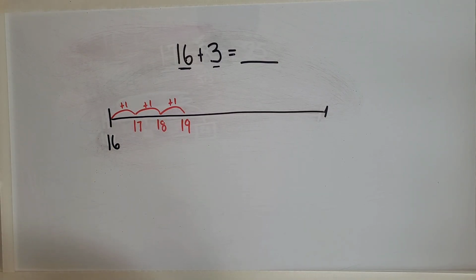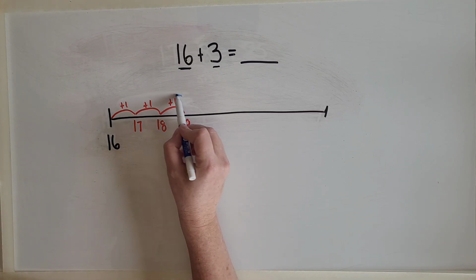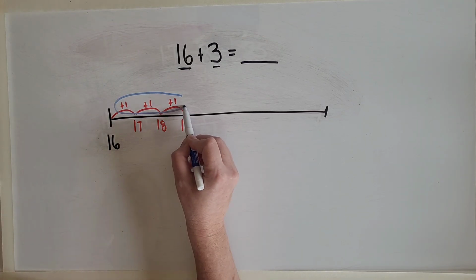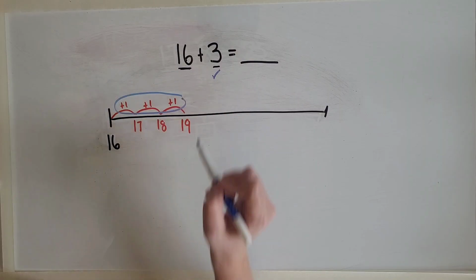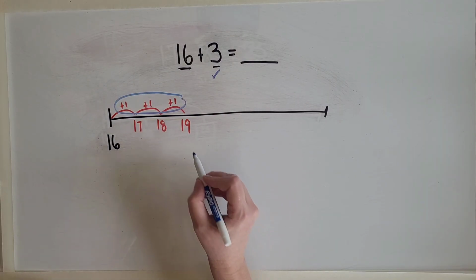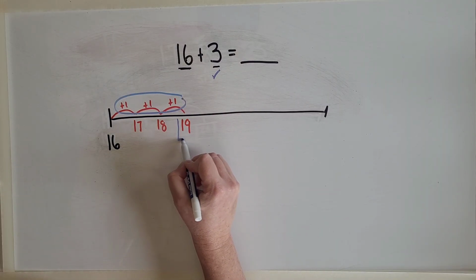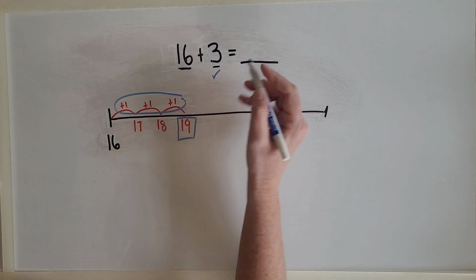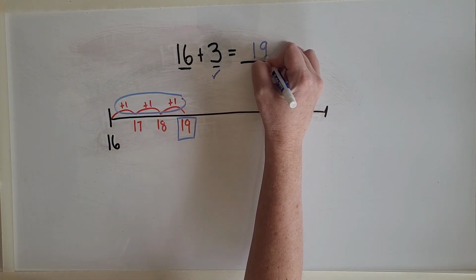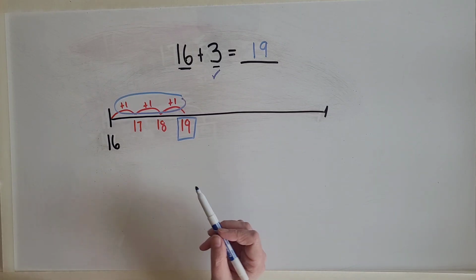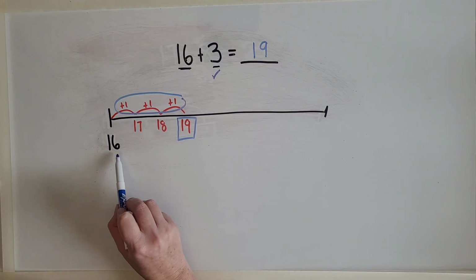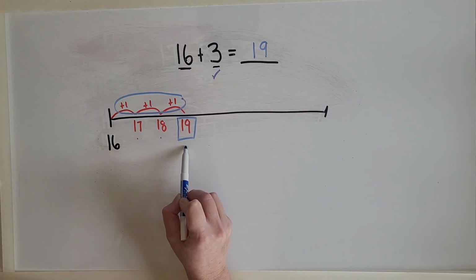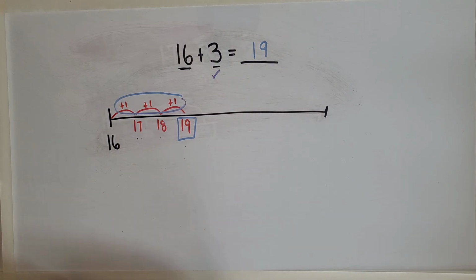And the way we teach our kids to know that they're done is they go back and look at their hops. And they say, have I hopped 3? Yes, I hopped 3. So what is my answer? My answer is the number that I landed on, 19. So 16 plus 3 equals 19. And a kid can check their work by counting on 16, 17, 18, 19. And that's the most basic use of an open number line.